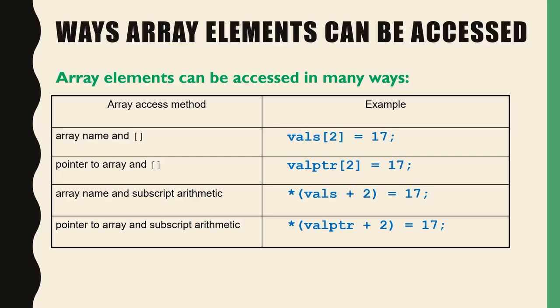So one way, which is the way we've been using up to this point, is using the array name in subscript notation or array notation. The next example shows you using the pointer name in array notation. The next example shows you using the array name in pointer notation. And the last example shows you the pointer name in pointer notation. All 4 of these ways work perfectly and do the exact same thing. It will access the third element in the array.